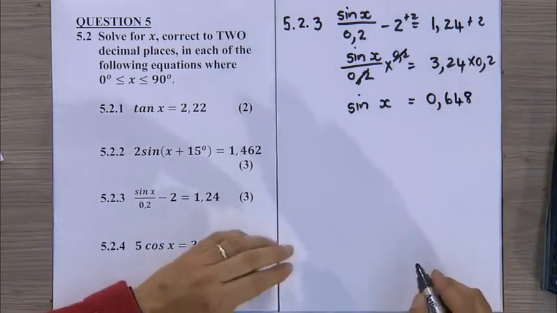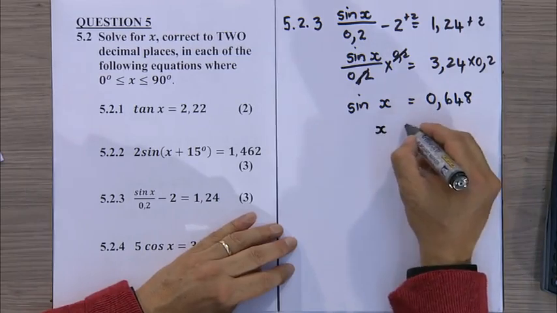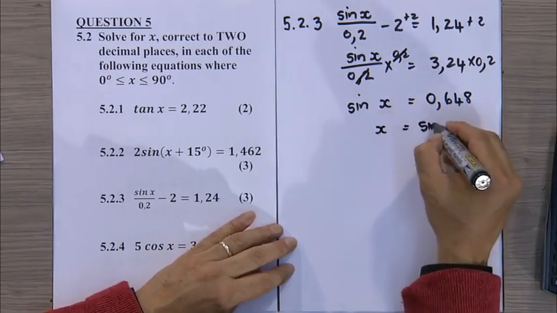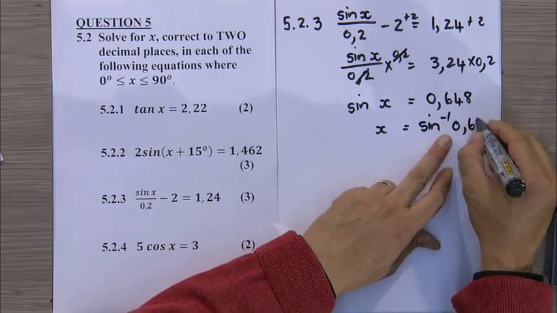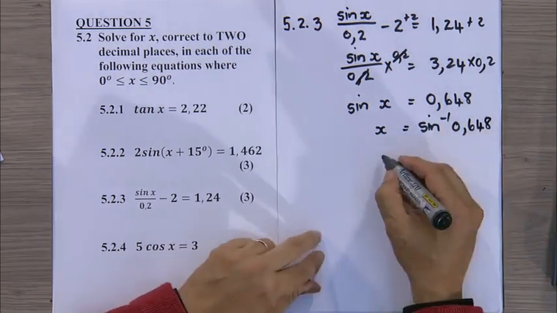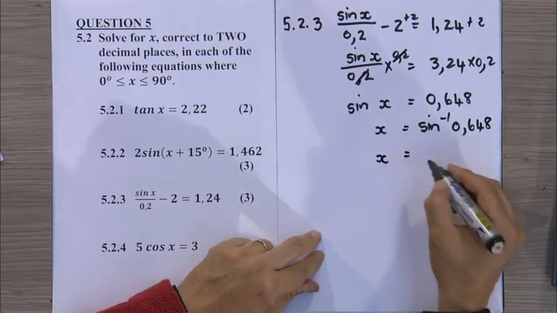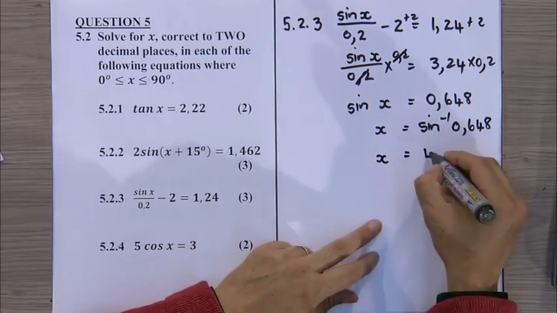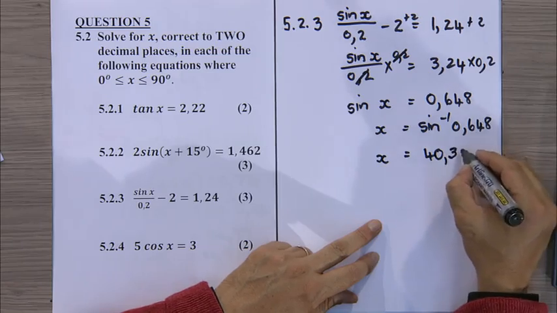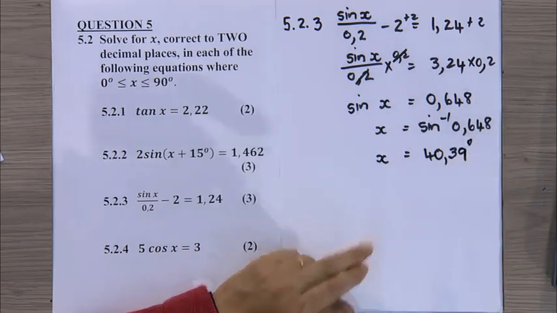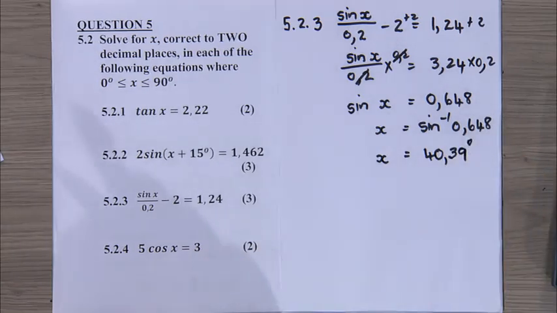0.648. And therefore, x will be, again, sine to the power minus 1 of 0.648. And therefore, my x value will be 40.39 degrees.